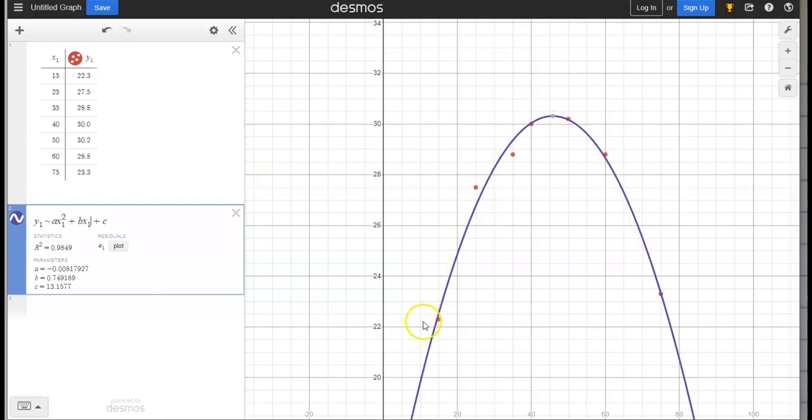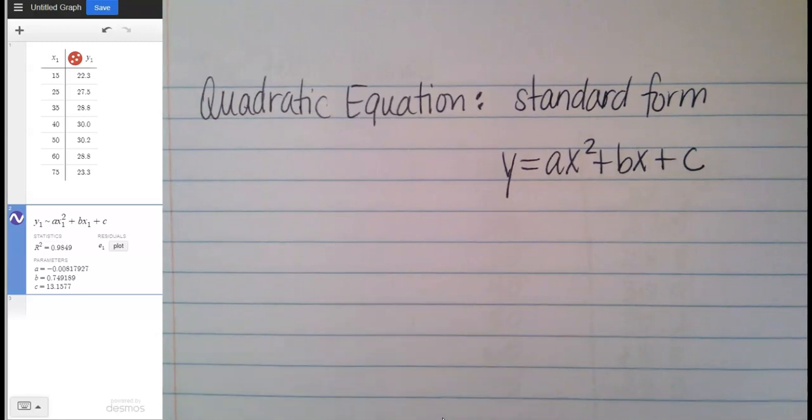And what about the equation? I still don't know. I'm looking for writing an actual equation in this form. I want to be able to write it on my paper. So look over here where it says parameters. That's my A and my B and my C.